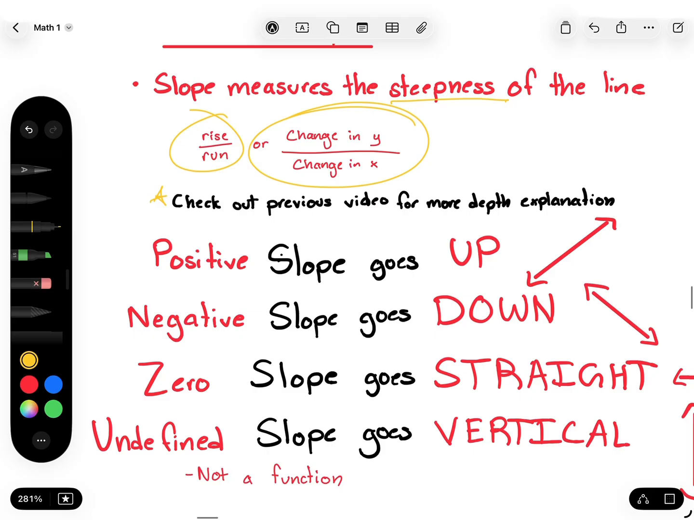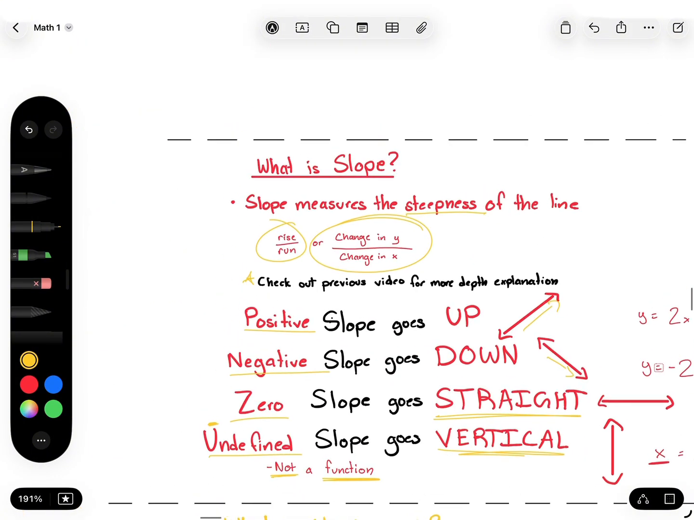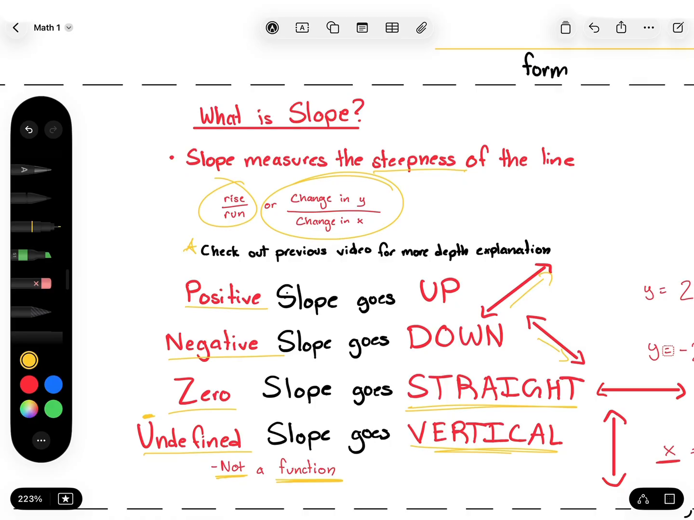And here are the four types of slope we can have. We can have positive, which means that the slope is going upwards, negative, meaning the slope is going downwards, 0, which means it's a straight horizontal line, and undefined, which means it goes vertical. And undefined, keep in mind that it's not a function. So if you have an undefined slope, it's not a function. 0 slope means that the line is straight. So just be careful about that. 0 slope does not mean no slope. No slope is undefined. 0 slope means that the value of the slope is 0.